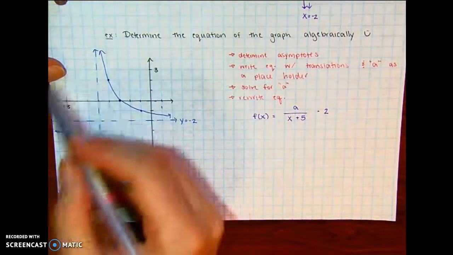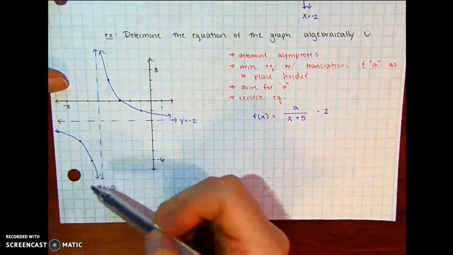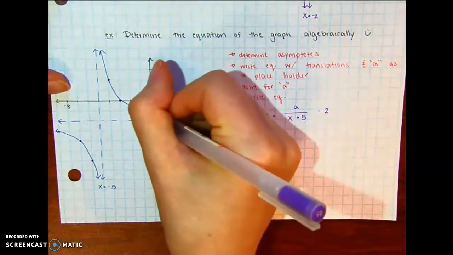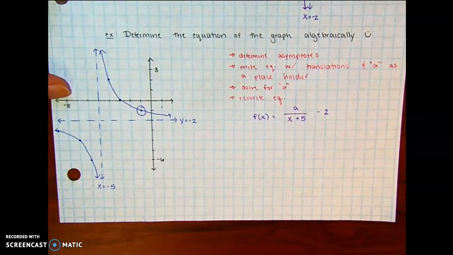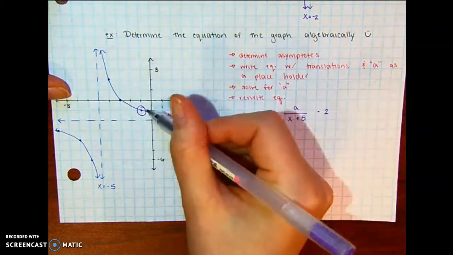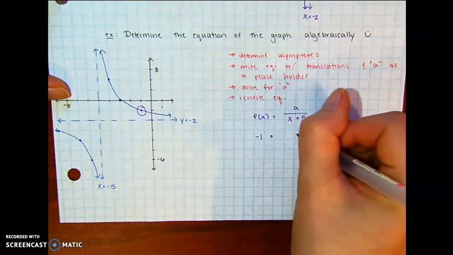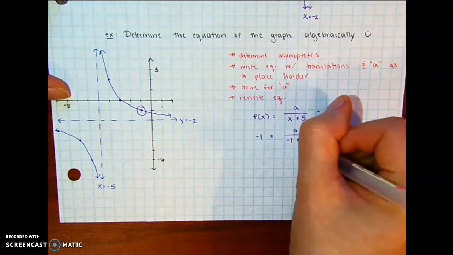Okay, so I want to pick a point to substitute in. It could literally be any of these 6 points plotted. I'm going to do the point negative 1, 1. And I'm doing that just because they're lower numbers, easier to work with. So 1 is the y value. Don't know what a is. Negative 1 is the x value.